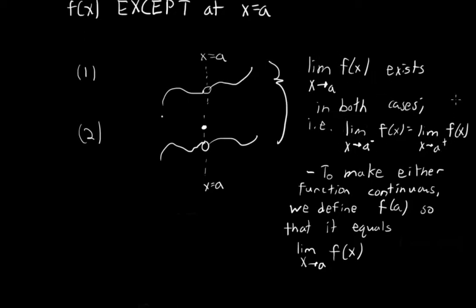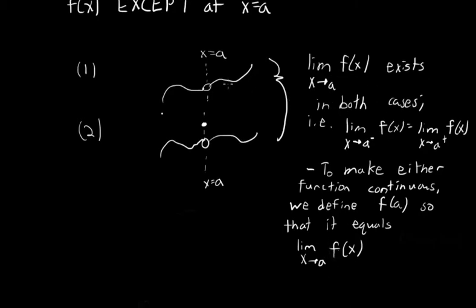Remember the three criteria for continuity. One is that the limit exists, so the left and right limits are equal. The other is that the function value exists, and the third is that the function value and the limit are equal. So to make either function continuous, we just have to define f of a, the function value at a, so that it equals this limit here.